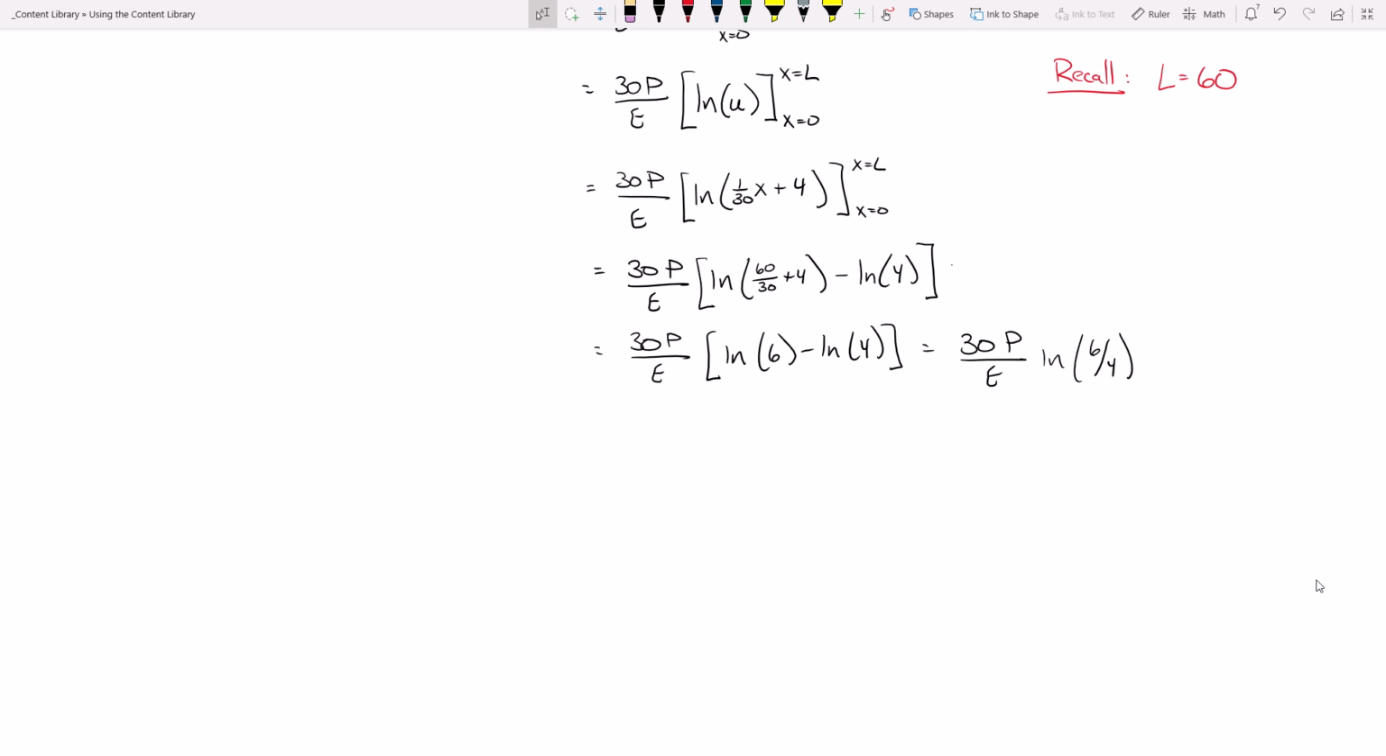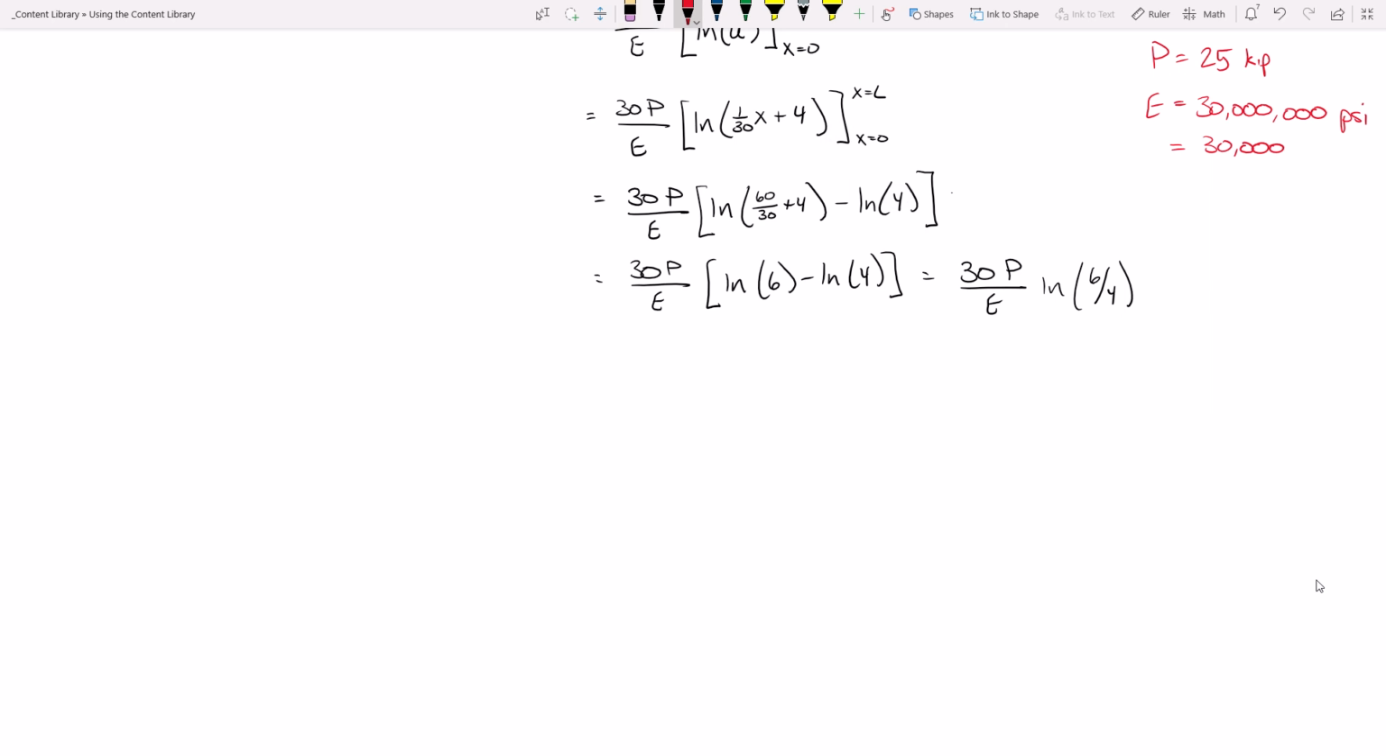Now, the one thing we didn't do is decide whether or not we wanted to convert E to KSI or P to pounds, because we were given that P is 25 kips, and E is 30 million PSI. What I'm going to do is say that that's 30,000 KSI. So now when I plug in P and E, I'm just going to use 25 and 30,000. So therefore, the deflection is 30 times 25 times the natural log of 6 over 4 over 30,000.